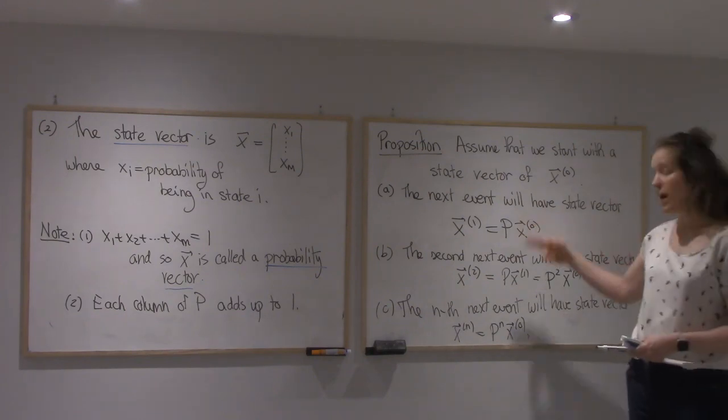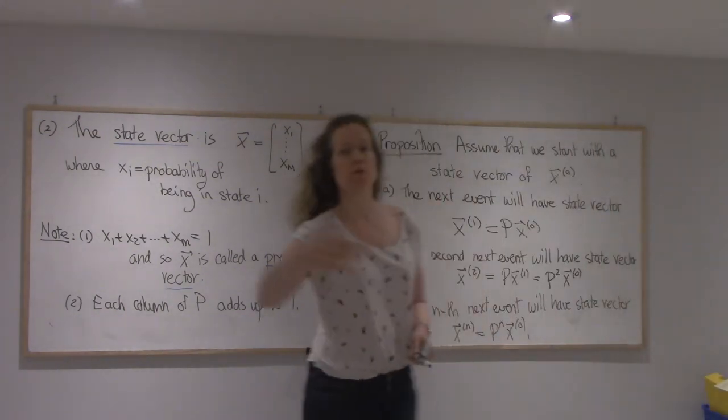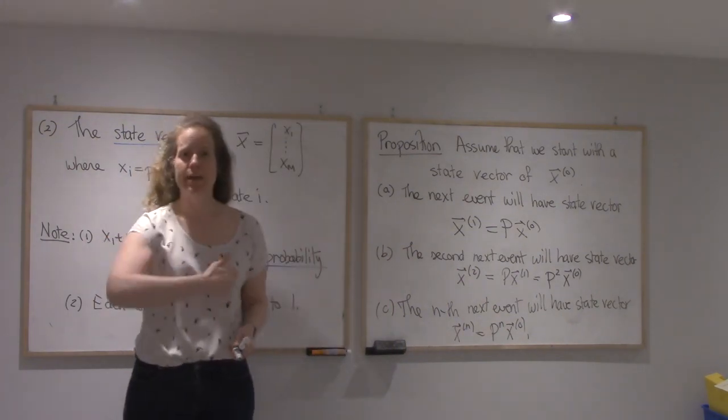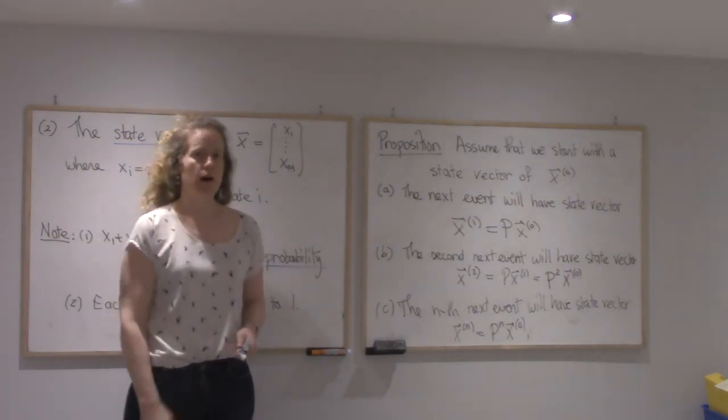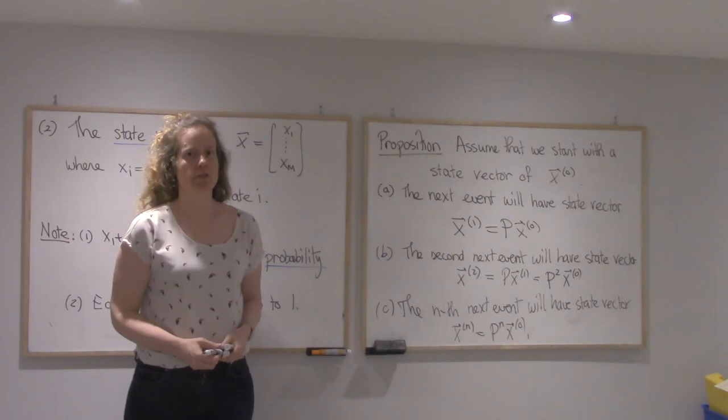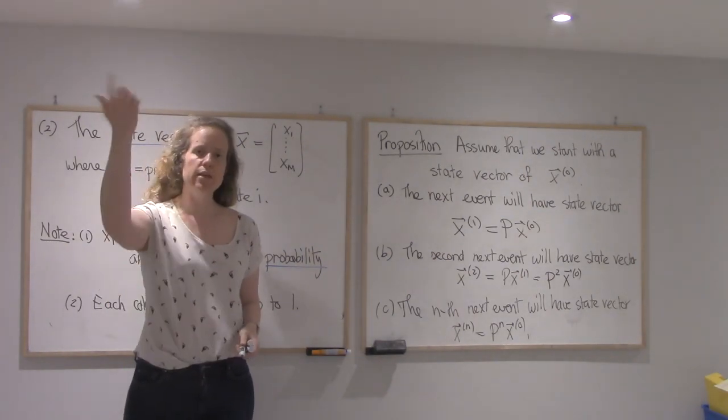Alright, so by multiplying by P repeatedly, you'll be able to compute the odds of ending up in any event at any point in the future. And we'll see even in the past.